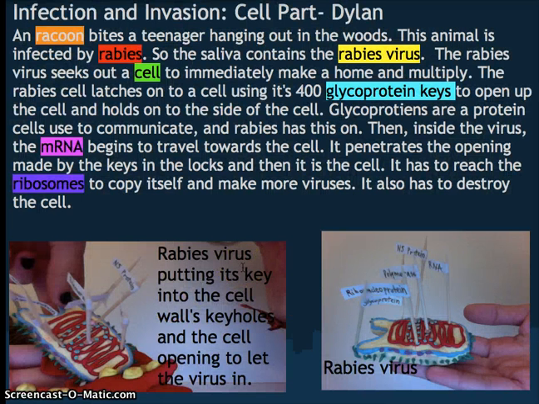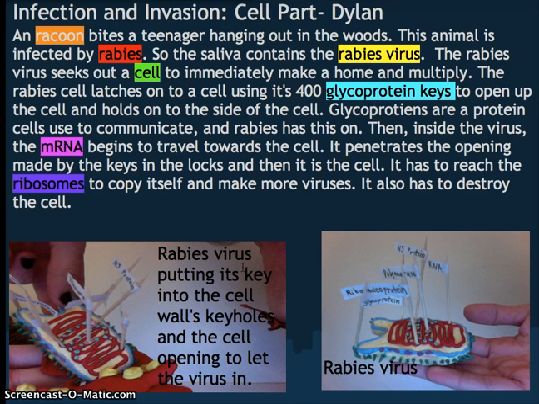Okay, a raccoon bites a teenager hanging out in the woods. This raccoon is infected by rabies. So the rabies virus is in the saliva and it attaches to the cell near the bite site. At the bite site, once the rabies has found a good host cell, it begins to latch on using its glycoprotein keys.